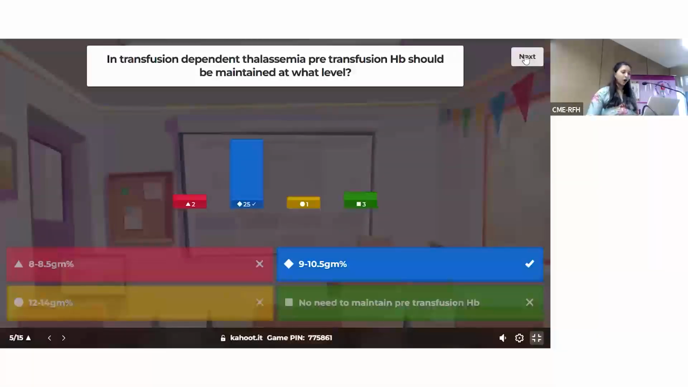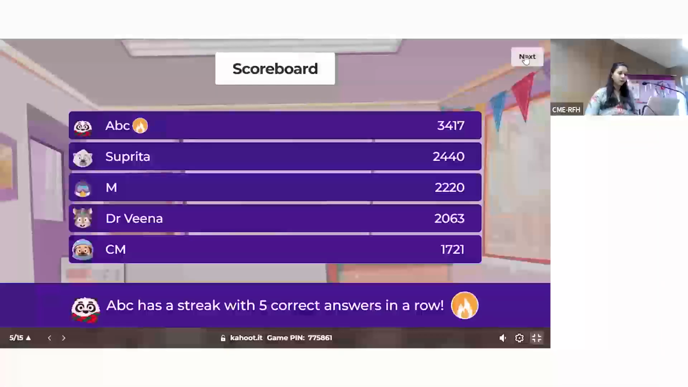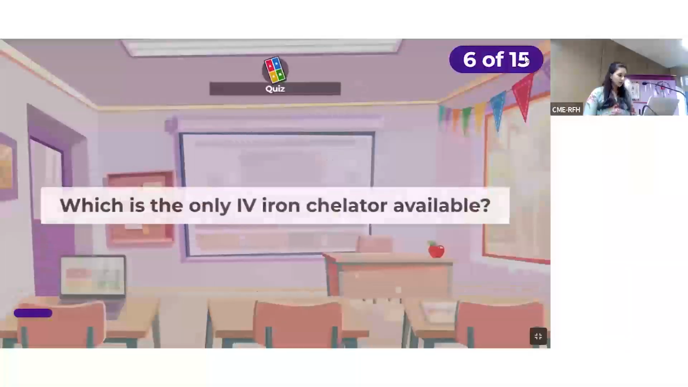Great. So the majority of us know what it is to maintain the pre-transfusion hemoglobin. There is no point of doing a post-transfusion hemoglobin, as we all know. So pre-transfusion is very important. Going to the next question.